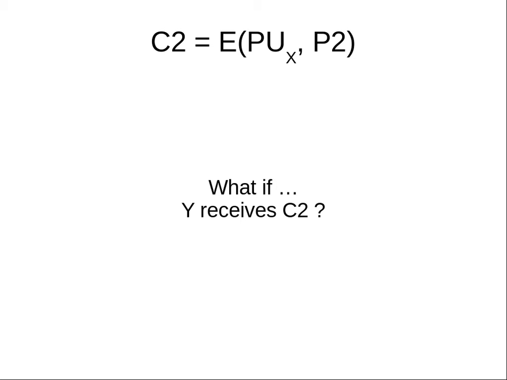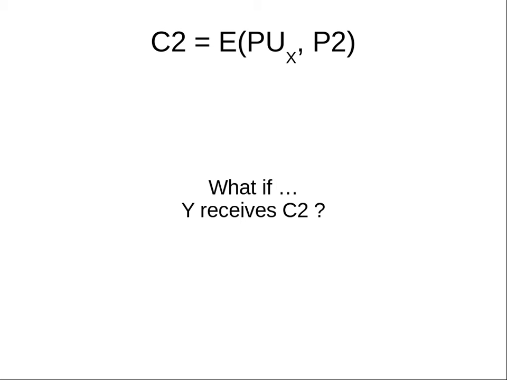What's PU? Public key. So the notation PUX, PU stands for public key. This tells us that the encryption algorithm, E, is different from the previous one. Here we're using public key encryption or asymmetric key encryption. We're using a different approach. So that's the first thing to recognize. We're using a public key encryption algorithm. We're encrypting the plain text P2 with PUX and we get C2.